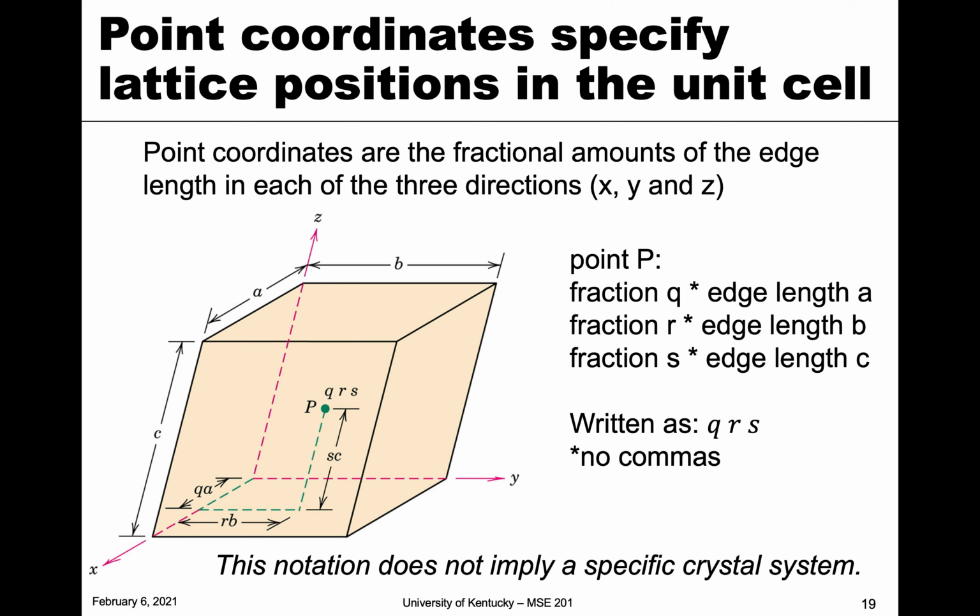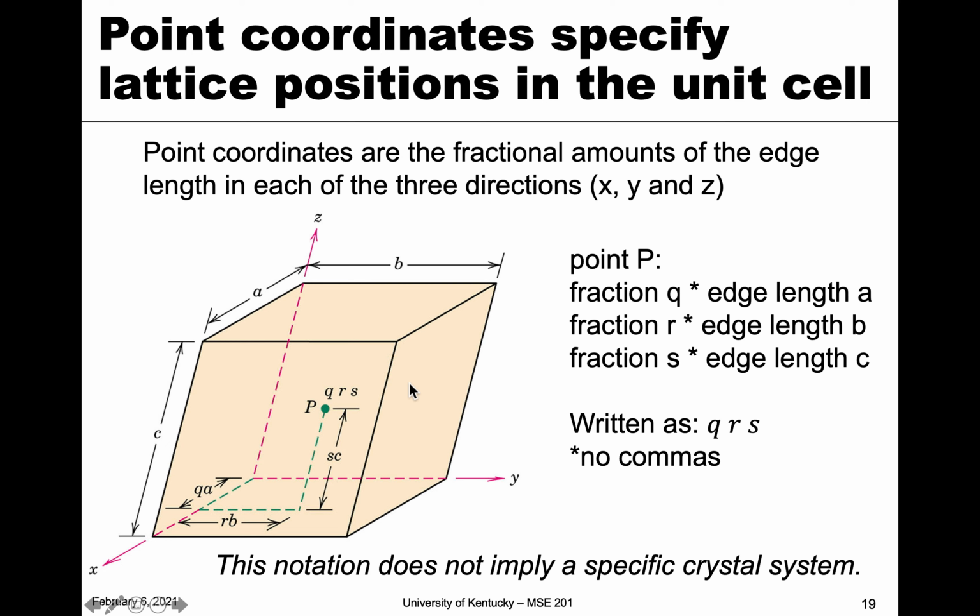So the point coordinates are basically fractional amounts of that edge length that we talk about in each of the directions. So we have lattice parameters a, b, and c, correct? So they're going to be the fractional amounts of those lengths that we have. And the other important thing to mention here is that when we do these crystallographic points, we don't have to specify that this is FCC or this is tetragonal. We can do this in the most basic unit cell, and it applies to any unit cell. It doesn't have to just refer to cubic or any of those.